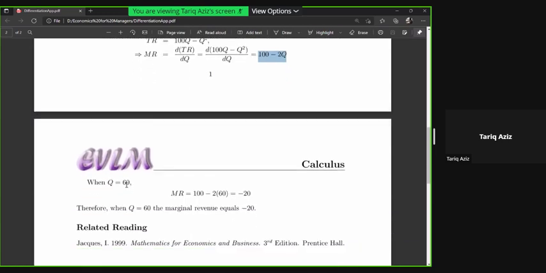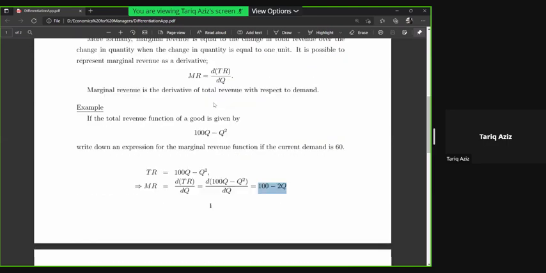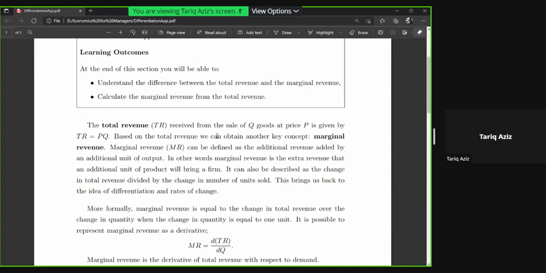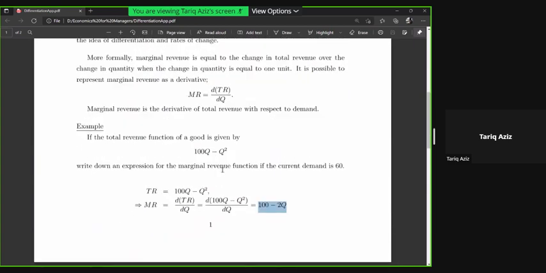And if quantity is given as 60, and we put the value of 60 in this equation, then marginal revenue will be minus 20. So when quantity is equal to 60, the marginal revenue equals minus 20. The point I want to mention is that calculus or differentiation can also be applied in case of marginal revenue and total revenue. Marginal revenue is nothing but the derivative of total revenue. So if we differentiate total revenue with respect to Q or demand, that will become marginal revenue.